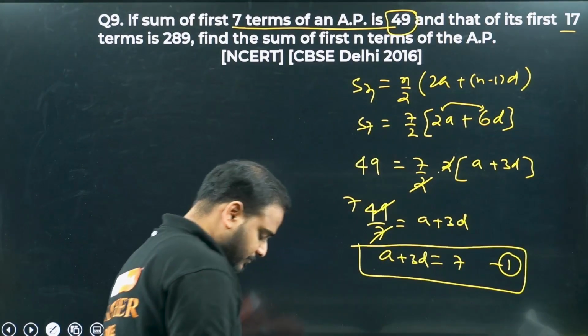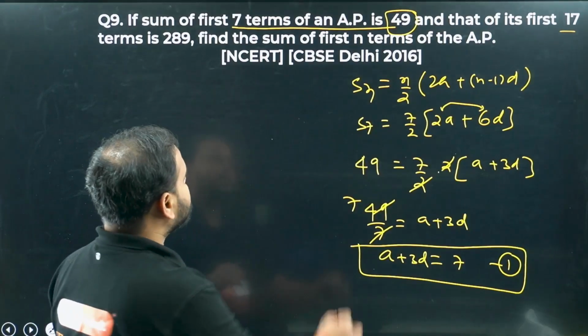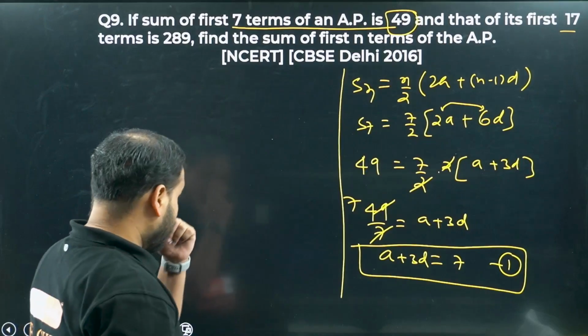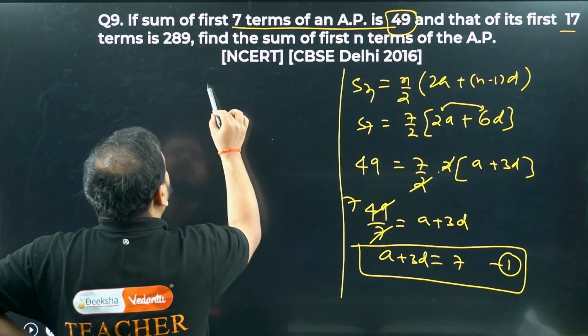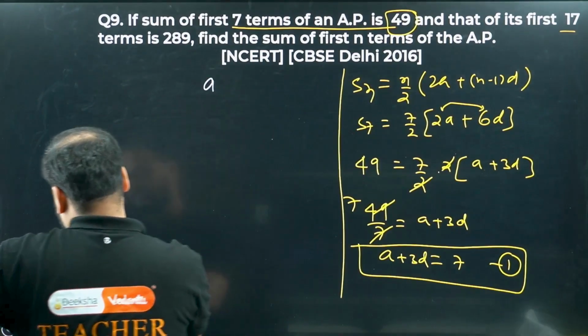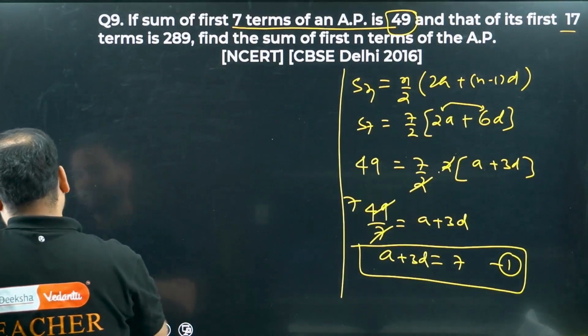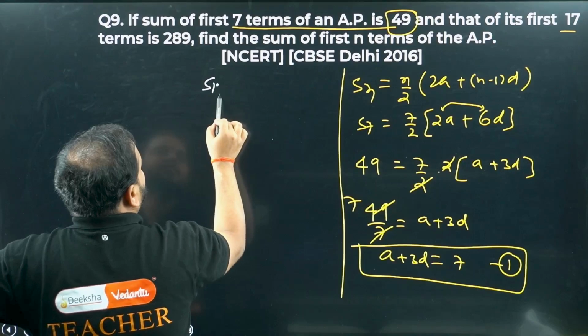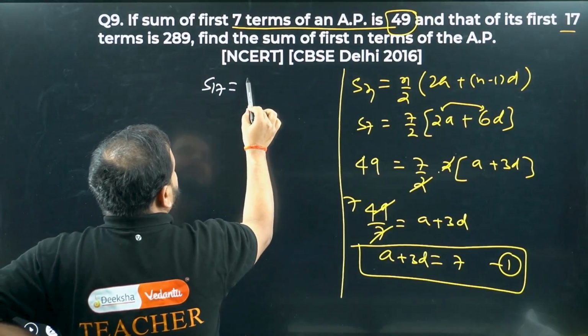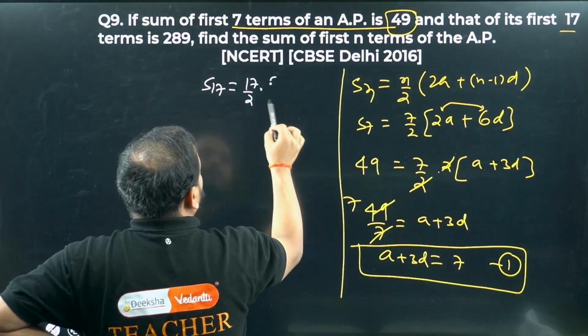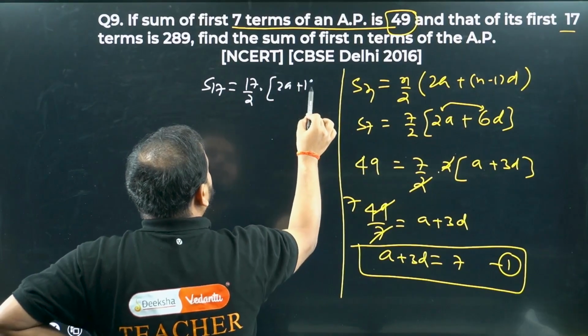Equation number 1. Okay, simple enough. Next part. Have a look on this side. Great. Now we're looking for what? A17. So I'll do it quickly now in this case. It's not A17, S17. Sum is given, right? Sum is given, so S17 I'll take. S17 will be what? 17 upon 2. What is this going to be? 2a plus 16d.